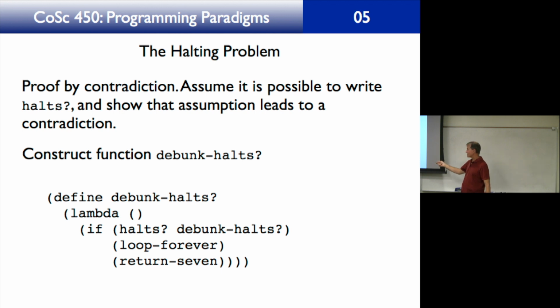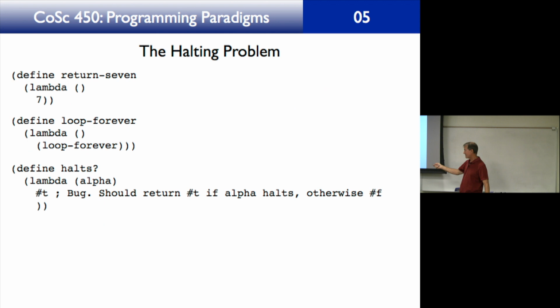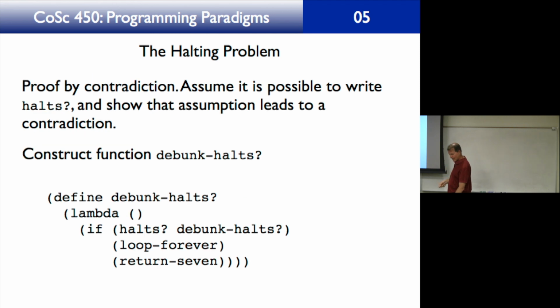And if halts debunk halts, what's it going to do? If that's true, what's it going to do? Loop forever. Otherwise, what's it going to do? Return 7. And loop forever is this. See, you see how this loop forever is this, and return 7 is this. Are you with me? So that's how we're going to construct debunk halts.